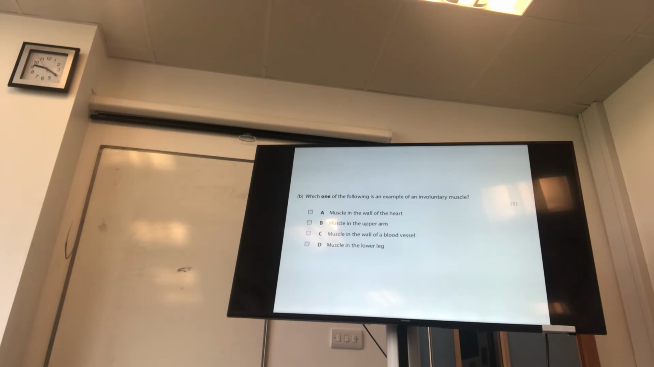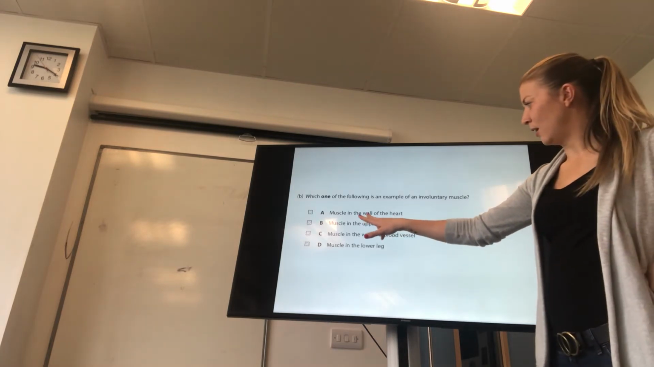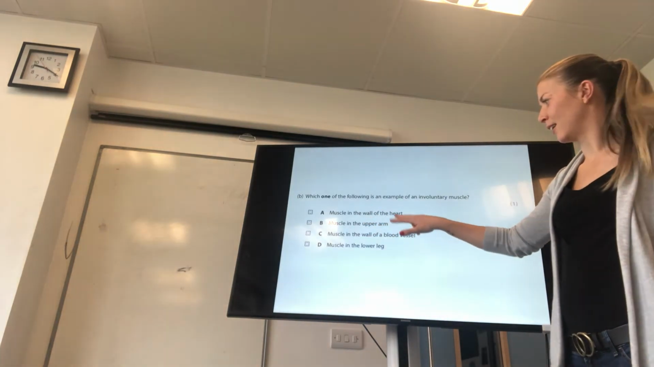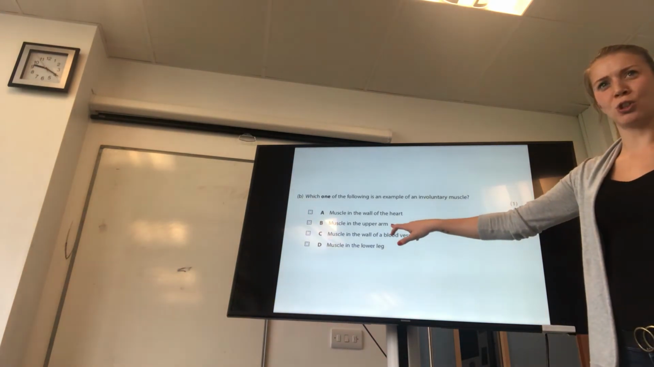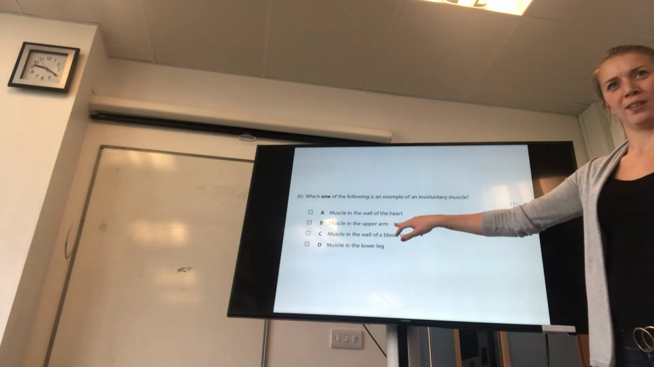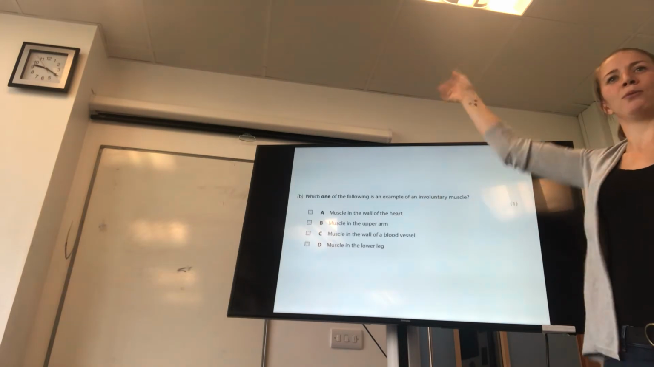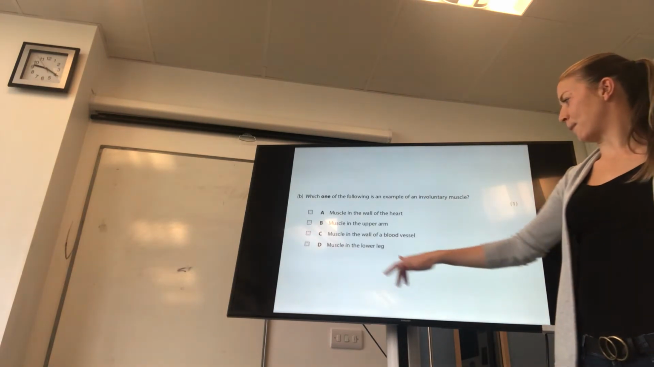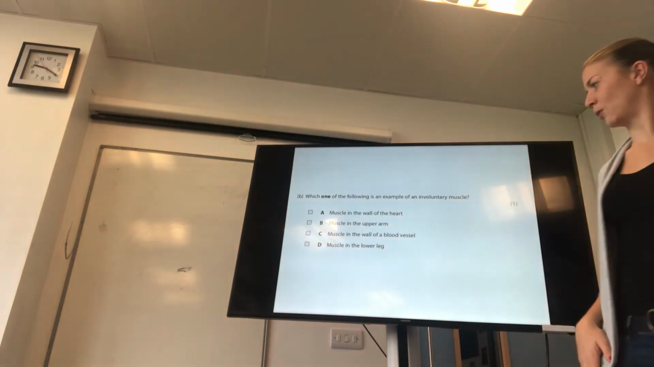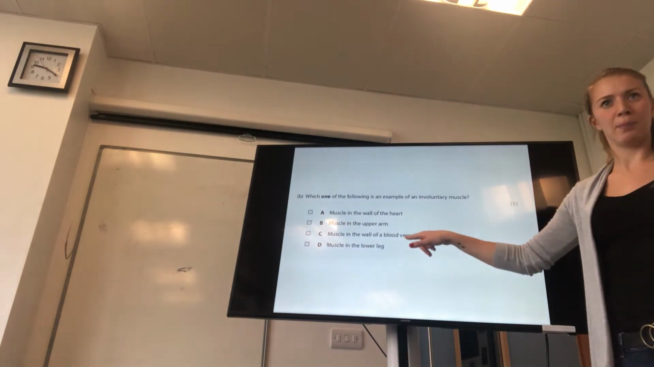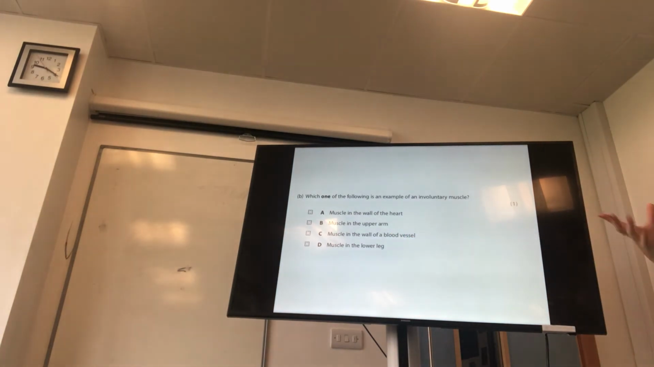Sarah? It's involuntary, we don't choose to move it. So we've got voluntary, involuntary, and cardiac. Muscle in the wall of the heart, because it's a heart, it must be cardiac. Muscle in the upper arm, do you choose to move your arm? Yeah. It'd be a bit worrying if all of a sudden your arms were choosing to move themselves. Muscle in the lower leg, we again choose to move it, so it must be the blood vessel, because it does it by itself. We don't have a choice.